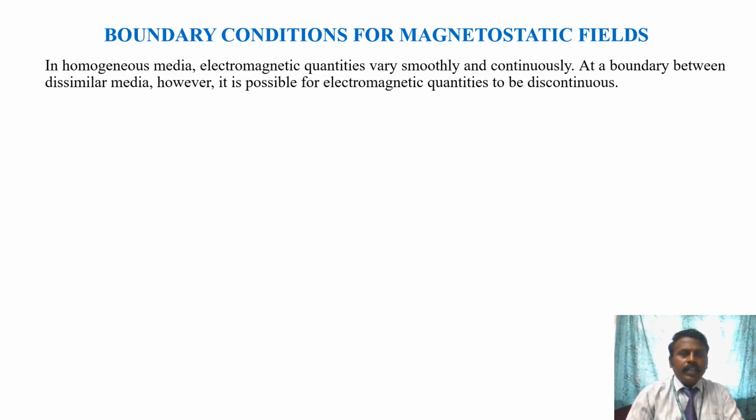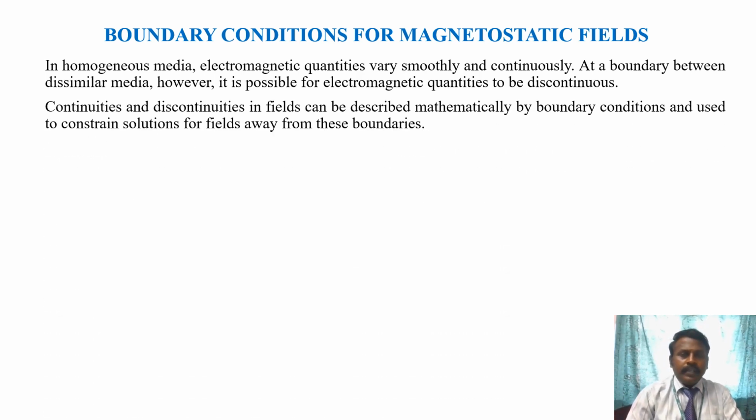Then the next important topic is the boundary condition for the magnetostatic field. In homogeneous media, electromagnetic quantities vary smoothly and continuously. At a boundary between dissimilar media, however, it is possible for electromagnetic quantities to be discontinuous.